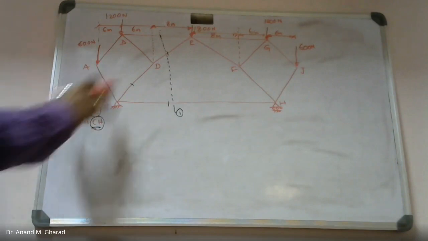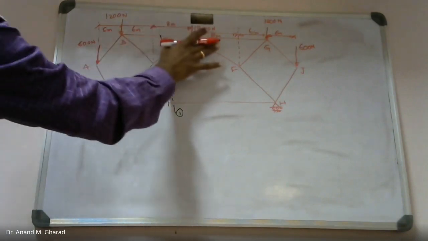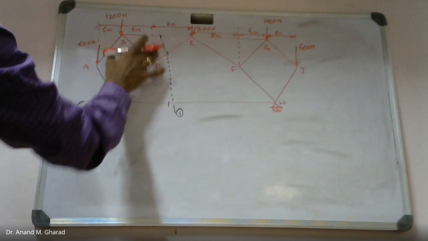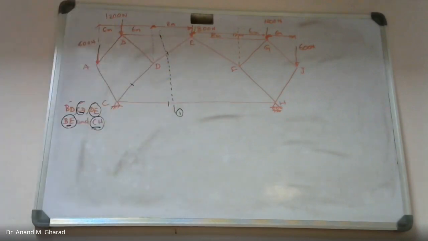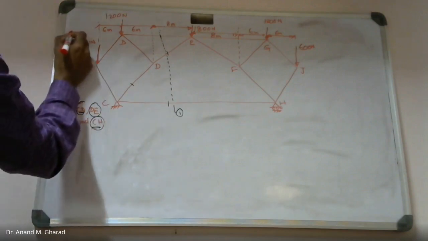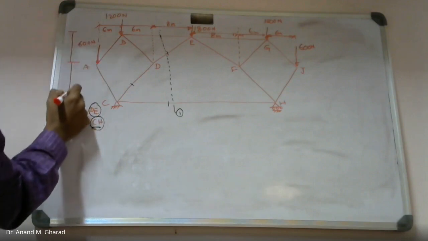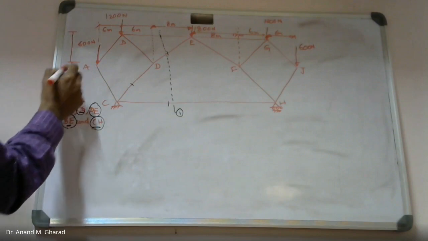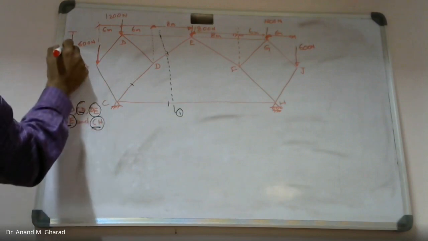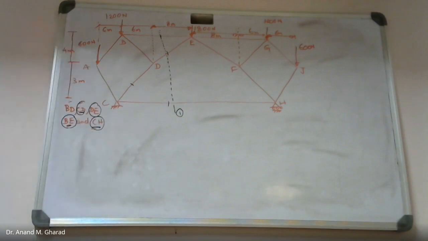So the purpose of mentioning these dimensions is to find out the angle value. It is as simple as that. So this is the given information. One more thing, that is the height. You will require the height information. So this is how much it is, 3 meter, and this is 4 meter.